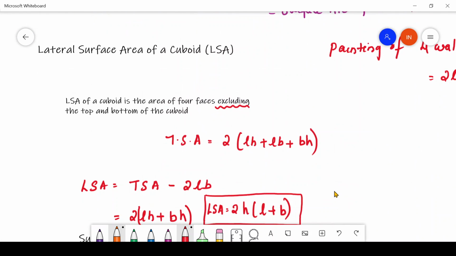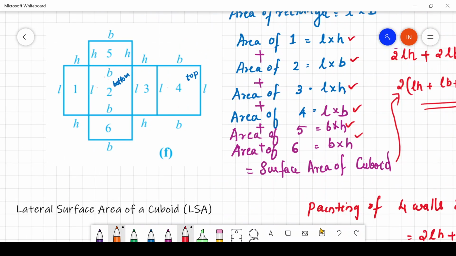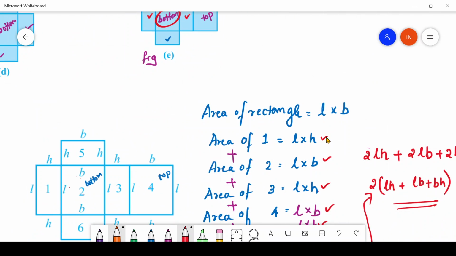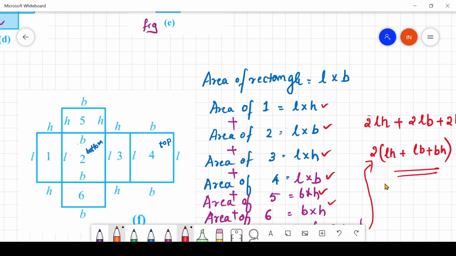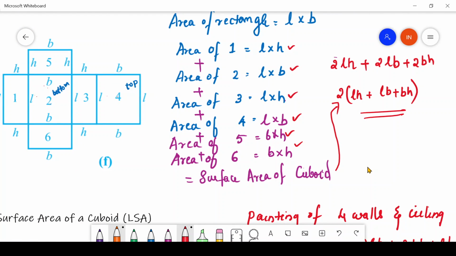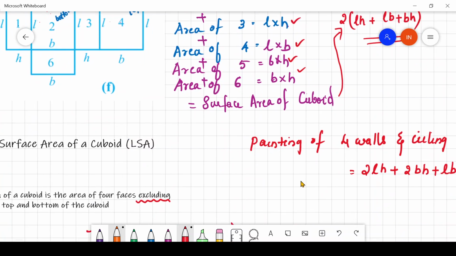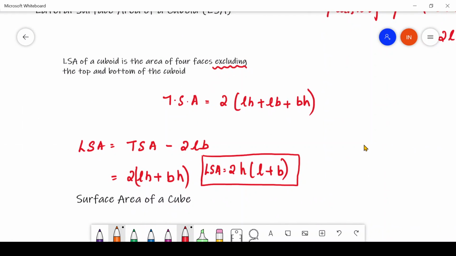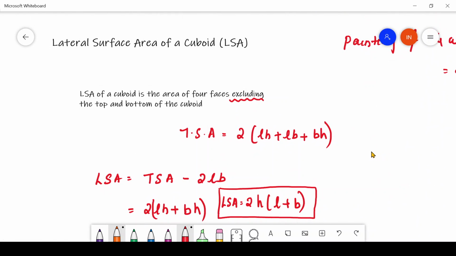I hope all of you are clear with what is LSA and TSA. TSA means total surface area. There you have to find out all the areas and add them up together, and you will get the total surface area of a figure or a cuboid. And you can find out LSA by using the formula 2h into (L plus B). Okay, next class we will move towards the surface area of a cube. Thank you.